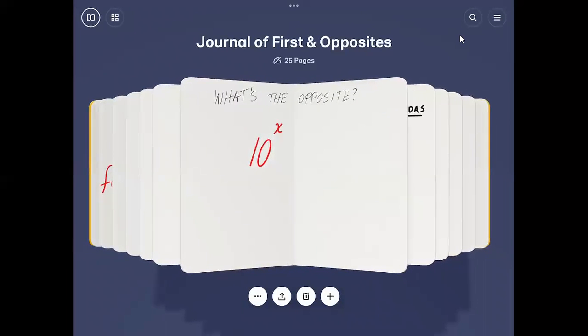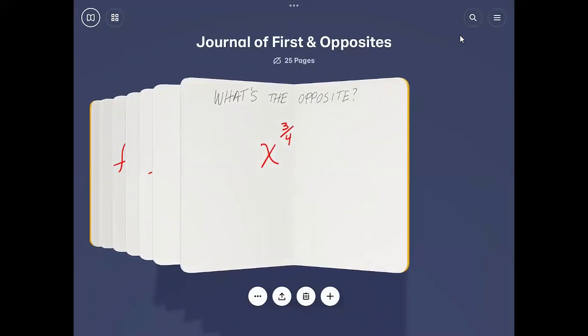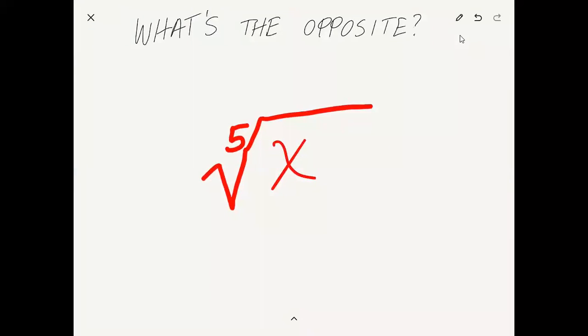All right, first one. What's the opposite of having an exponential function with a base of 10? You should say, oh, taking the log with a base of 10 of X, right? That's the inverse. All right, let's try another one. What's the opposite of taking the 5th root of X? You should say, oh, raise X to the 5th power. That's the inverse. All right, let's try another one.